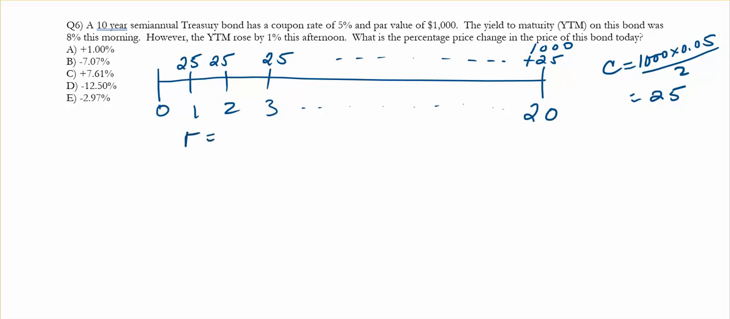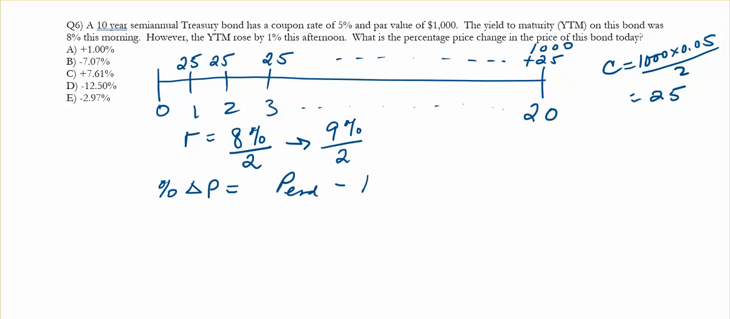Now it tells us that the yield to maturity was 8%, it's semi-annual, so the discount rate would be 4%. And this afternoon, the yield to maturity is going up by 1%, or in other words, the 6-month rate goes up to 4.5%. What's the percent change in the price of the bond? And we're going to use the same formula we've used before. The price at the end as a result of the change minus the price at the beginning. We need to get the prices under both scenarios here.